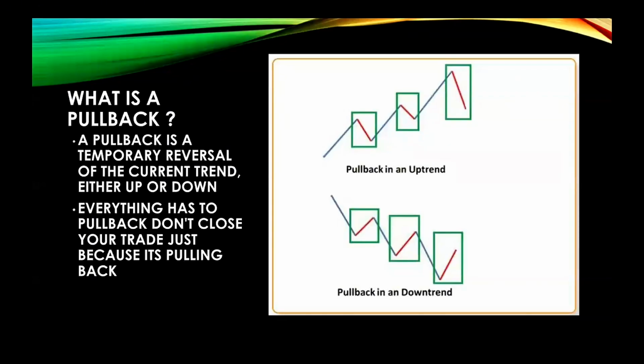Pullbacks tend to happen in the market. A pullback is a temporary reversal of the current trend, so maybe going up or down. Everything has to pull back. Don't close your trade just because it's pulling back. Your price has to move in the opposite direction. Price can never move in one direction when it comes to trading.